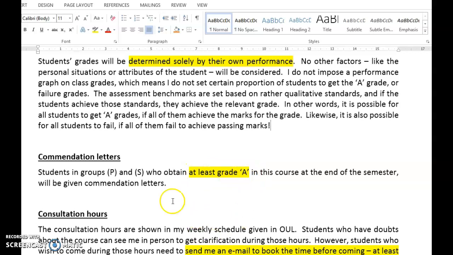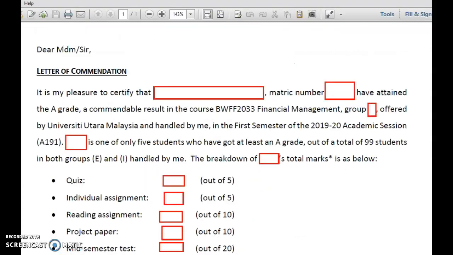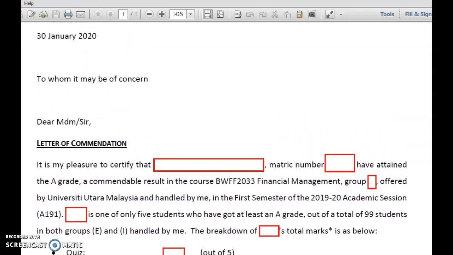So you must make sure that you get at least an A grade. The commendation letter will look something like this. It says, "Dear Sir, Madam," this is what I have issued this semester, 30th January 2020, to whom it may concern. "Dear Sir, Madam, letter of commendation. It is my pleasure to certify that this student," the name of the student will appear here, metric number will be stated here, attained the A grade, a commendable result in the course BWFF2033 Financial Management, Group either P or S. This is for A191, previous semester.